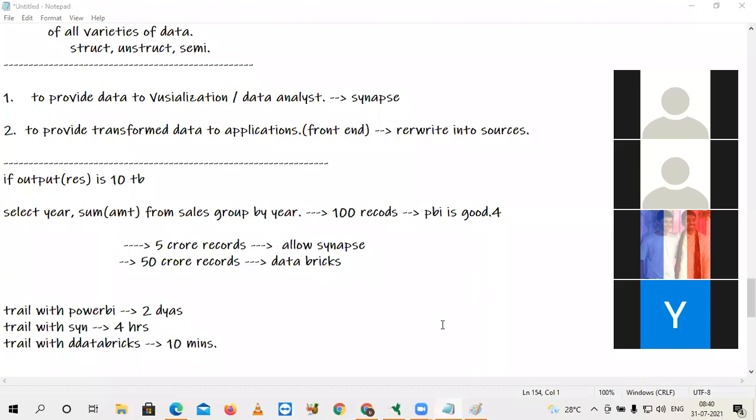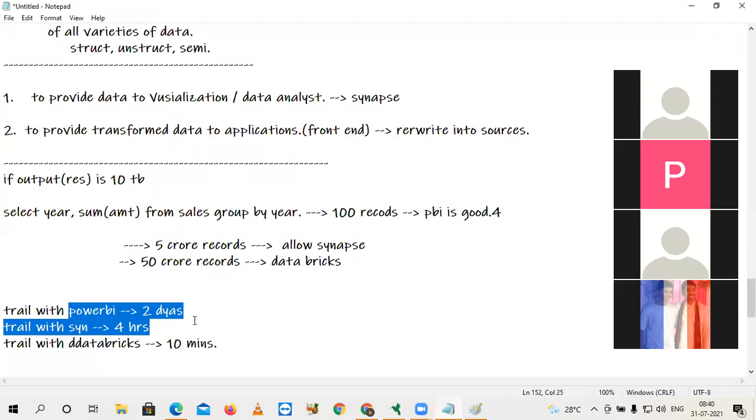Databricks. Initially, theoretically, don't decide anything. First, do trials. Sir, are all these reporting tools? Only Power BI is reporting and visualization. Synapse is a warehouse environment. Databricks is a fast processing system.